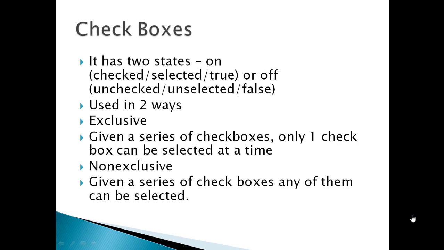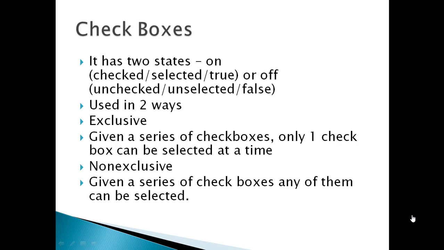Next UI component is the checkbox. A checkbox is nothing but a control which has two states: on means selected, checked or true, and off means unchecked, unselected or false. When we are going to perform these kinds of operations, we need to use the checkbox control. It is used in two ways.